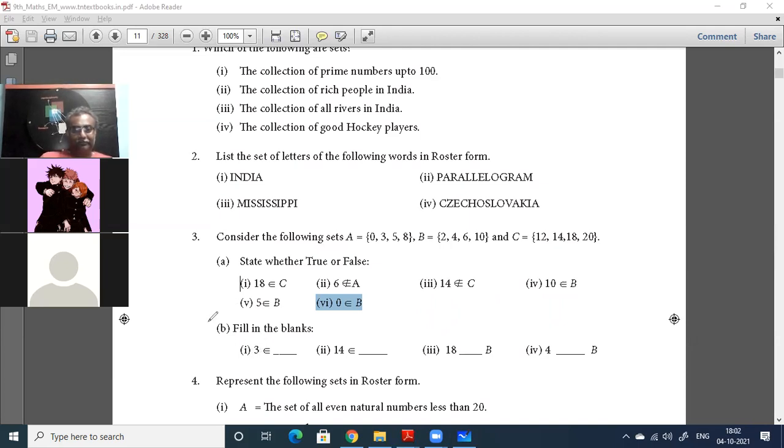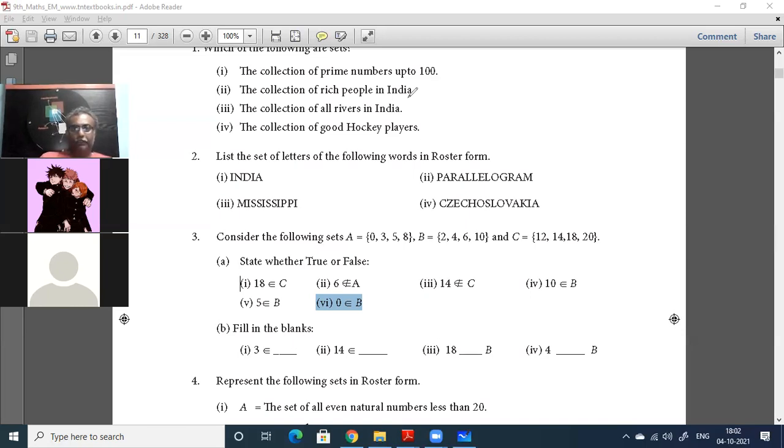Yes, uncle. Okay, one by one. Arpana, start. Fill in the blanks. 3 belongs to A, uncle. Very good. Sandhya. 14 belongs to C, uncle. Okay. Arpana. 18 does not belong to B. Okay, you can write like that. 4 belongs to B. Okay, very good. We'll stop there.